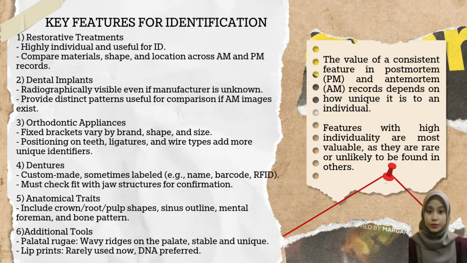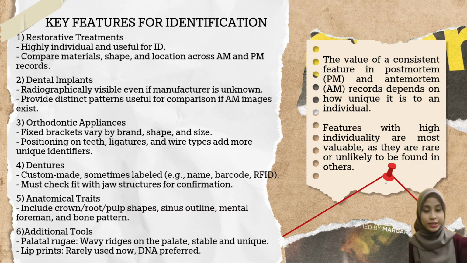records. Next, we have dentures. These are also custom-made and sometimes labeled with the patient's name, barcode or even RFID tags. But to confirm identity, the fit with the jaw must also be checked. Anatomical traits include natural variation like crown or root shape, pulp chamber structure, the outline of sinuses and bone patterns. This can be especially important when no dental work is present.